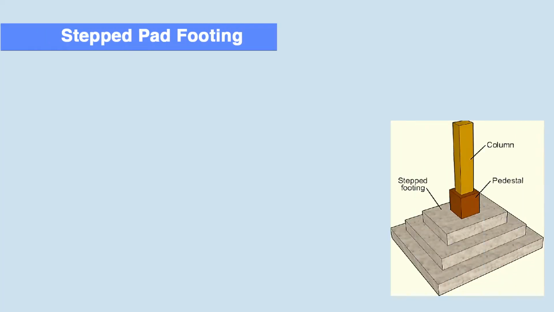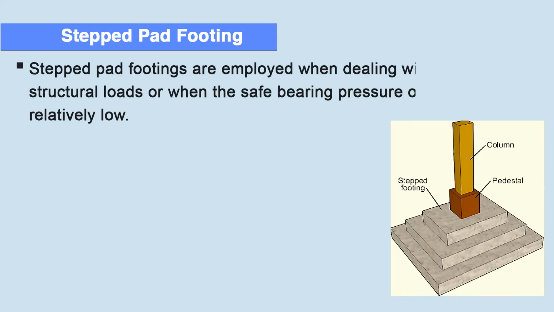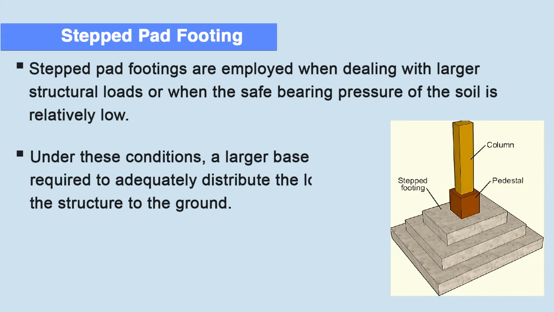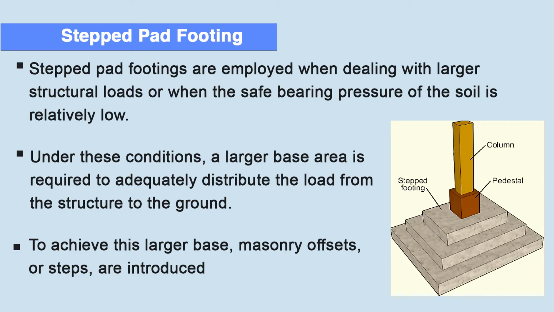Then the next is stepped pad footing. Stepped pad footings are employed when dealing with larger structural loads or when the safe bearing pressure or capacity of the soil is relatively low. Under these conditions, a larger base area is required to adequately distribute the load from the structure to the ground. To achieve this, larger base masonry offsets or steps are introduced.